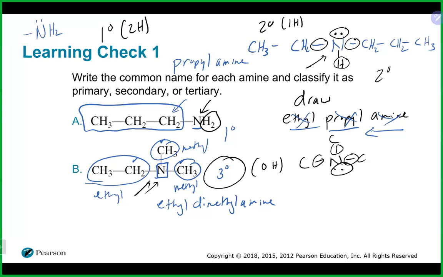And again, sometimes that's confusing, especially at this level. Sometimes they may not oftentimes draw those dots on the nitrogen, so you just got to remember that they are there. Any questions on that there?